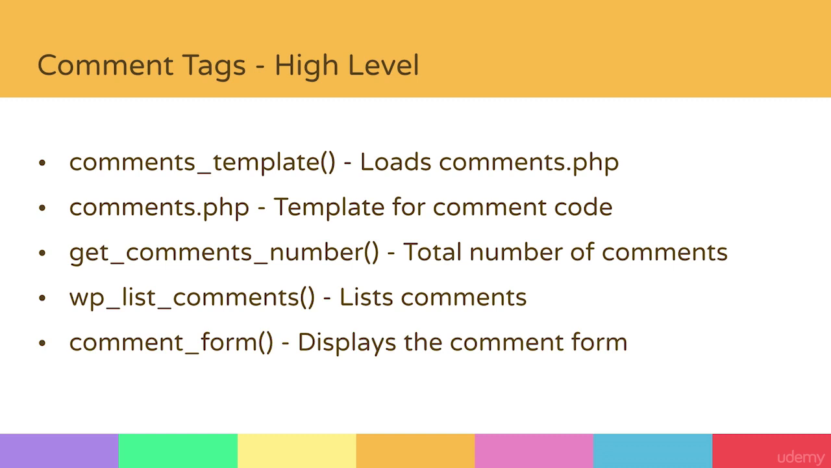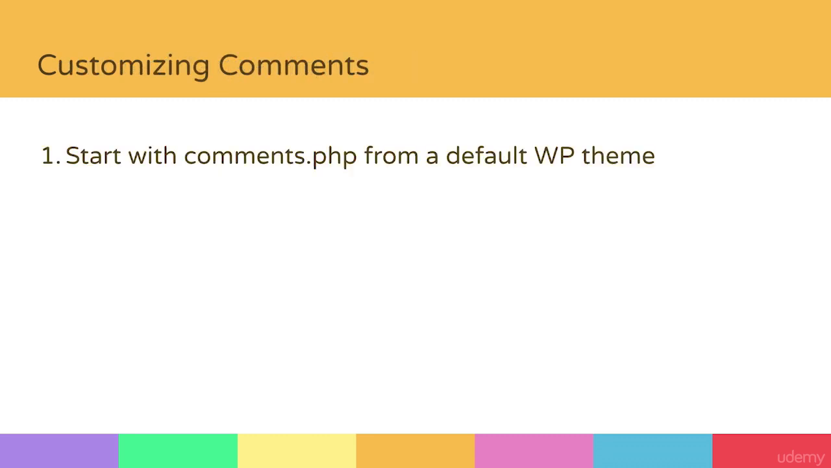So this is, at a high level, a couple of the template tags you need to know and the template, the comments.php, that you need to know about. So let's start drilling down a little bit more specifically. If we wanted to begin customizing how comments appear in WordPress, what is the process we would need to go through? So the first thing I would recommend doing is starting with a comments.php file from a default WordPress theme.